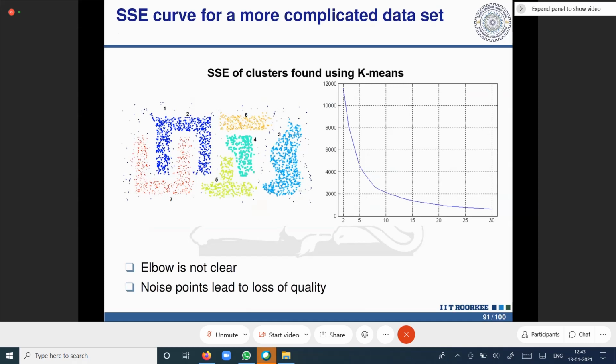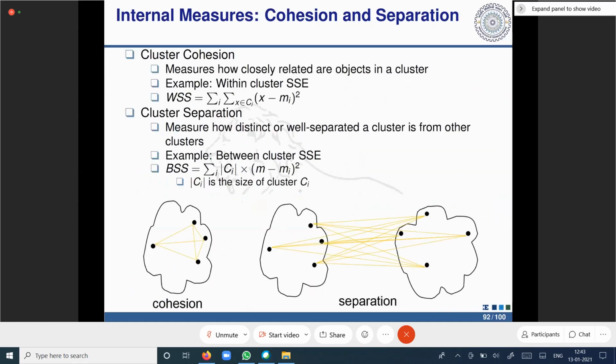But if your data set is more complex and there is lots of noise, then this curve would be much smoother, and finding an elbow would not be easy. So the elbow is not clear, and noise points lead to loss of quality. Also, there are other internal measures such as cohesion and separation.